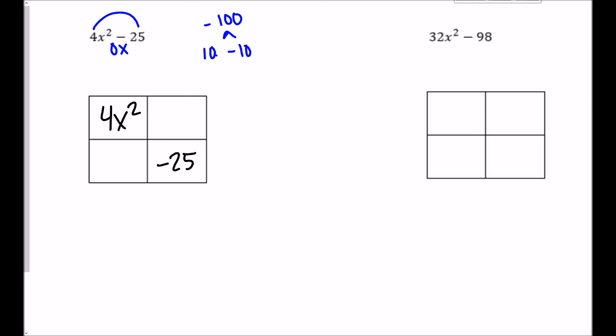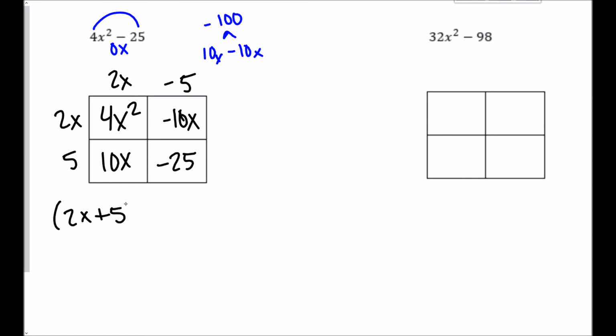So, and I'll put x's with those. So we've got a 10x and a negative 10x. So if you were to factor out common factors of that first row, we'd get a 2x, which means we need 2x here. And we need negative 5 and positive 5. So this factors into 2x plus 5, 2x minus 5.